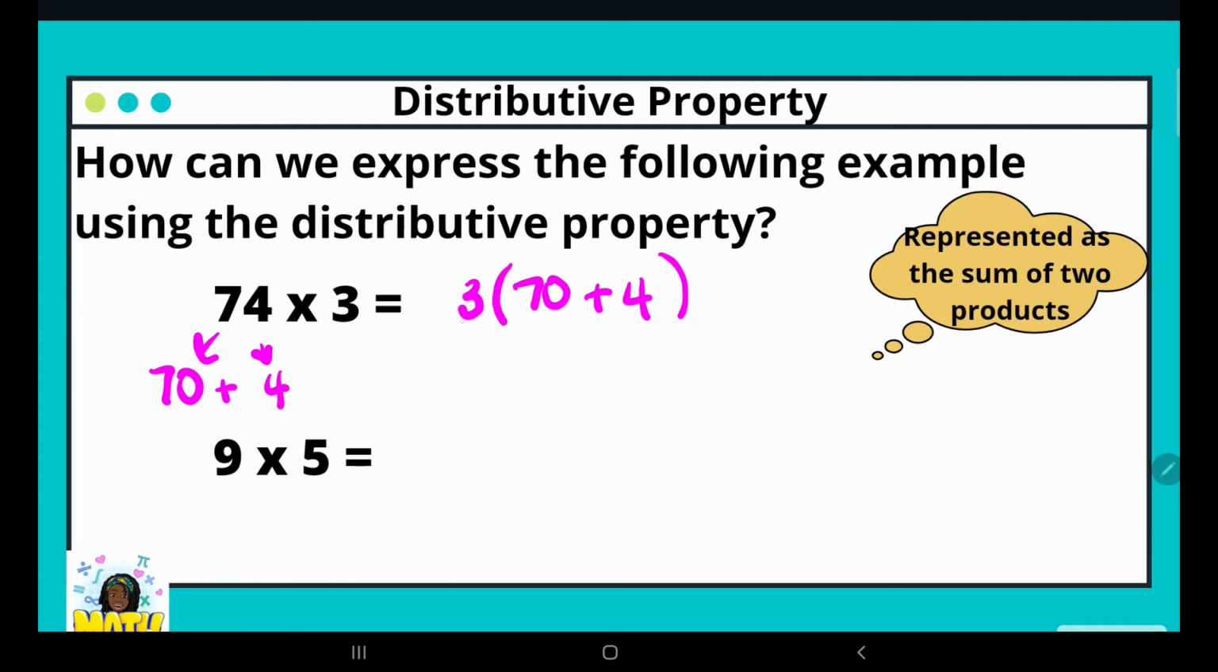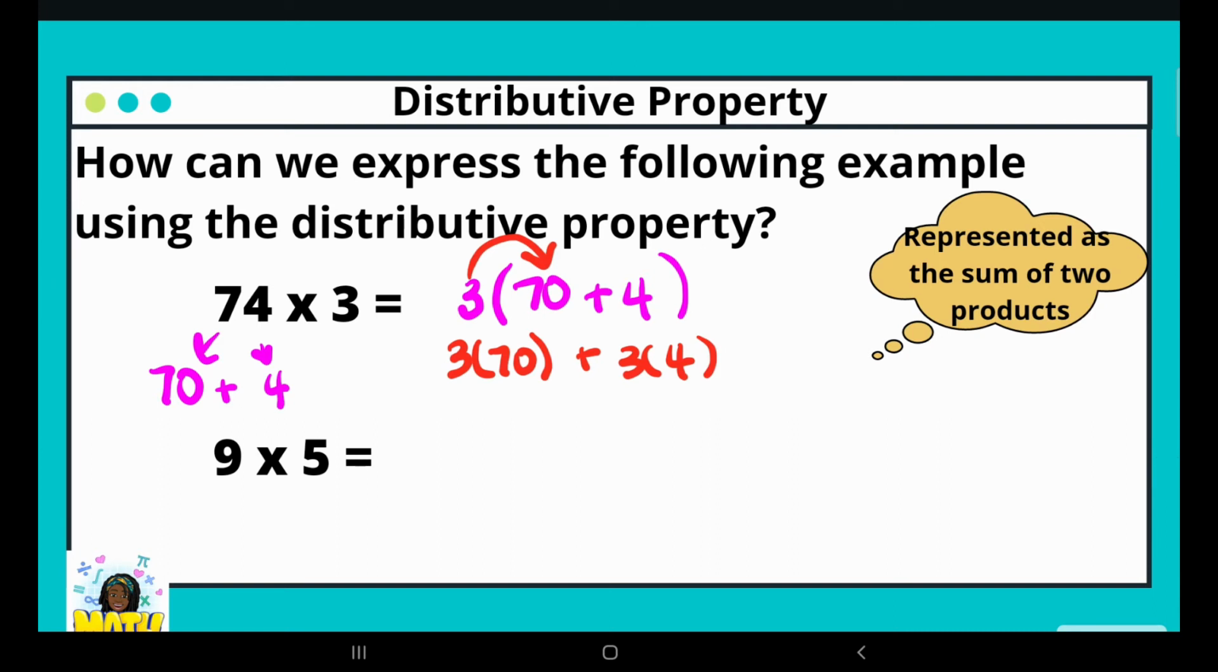74 times 3 would be exactly equal to 70 plus 4, and then times 3, or 3 times 70, 3 times 4. So if we were to apply distribution here, you would have 3 times 70 plus 3 times 4. And if you do the multiplication and then add, you'll see that your answers are the same. Now let's take a look at 9 times 5.